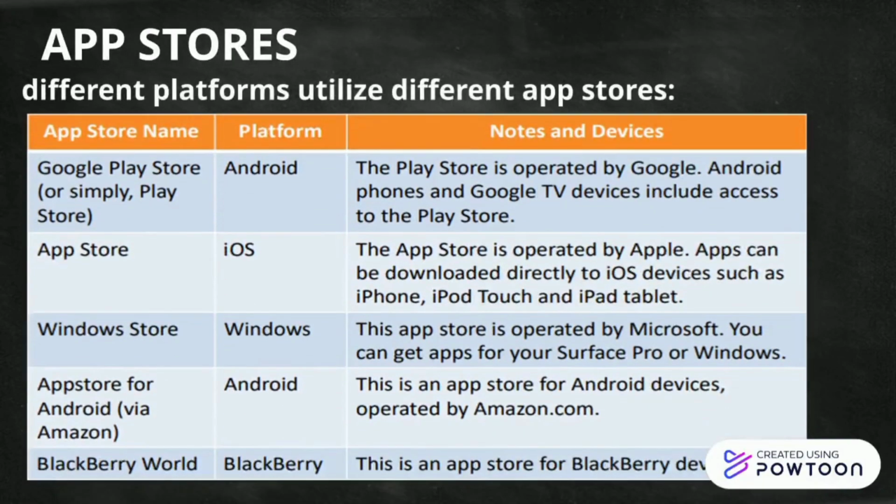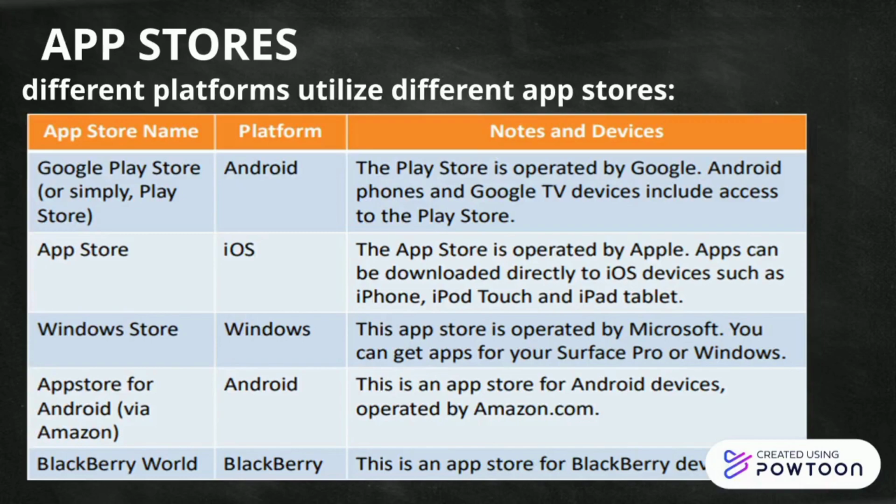App stores. Different platforms utilize different app stores. App store name, Google Play Store, or simply, Play Store. Platform, Android, nodes and devices. The Play Store is operated by Google. Android phones and Google TV devices include access to the Play Store. App Store, iOS. The App Store is operated by Apple. Apps can be downloaded directly to iOS devices such as iPhone, iPod Touch, and iPad tablet.